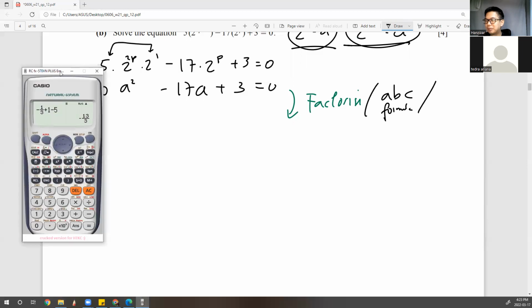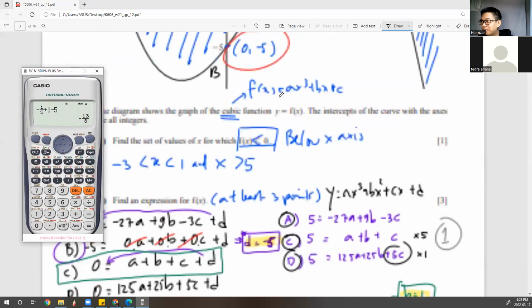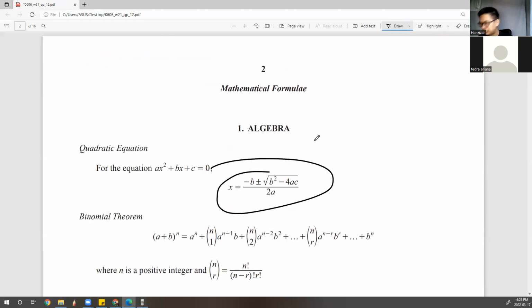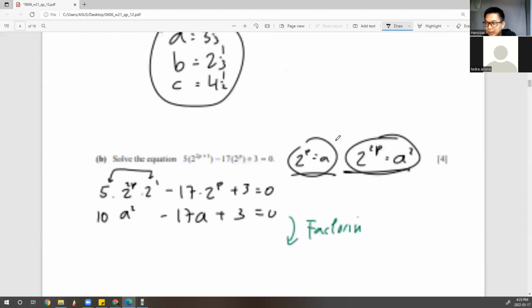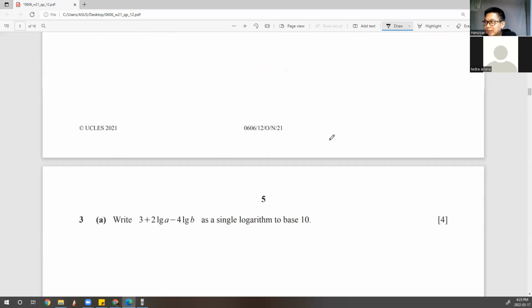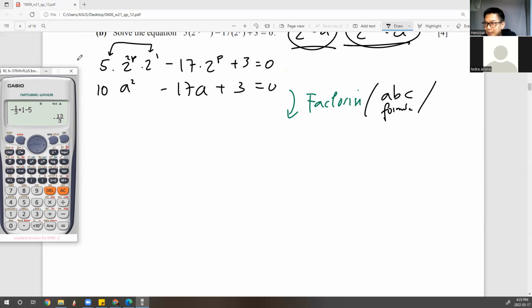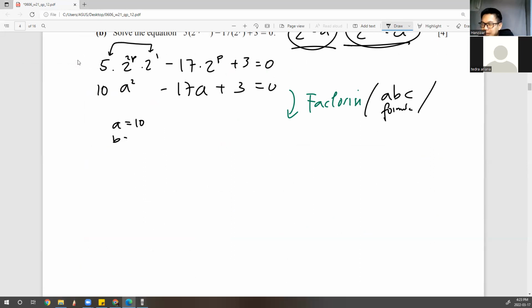b squared plus minus, right? You have to memorize this because it's already given in the formula booklet. x squared plus bx plus c, it's given, so why don't you use it? You have to use it, right? So minus b. Okay, name it first. a equals 10, b equals negative 17, c equals 3, right?